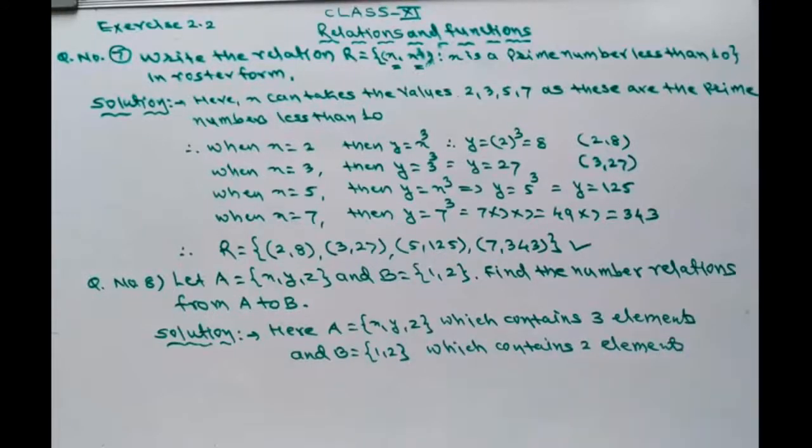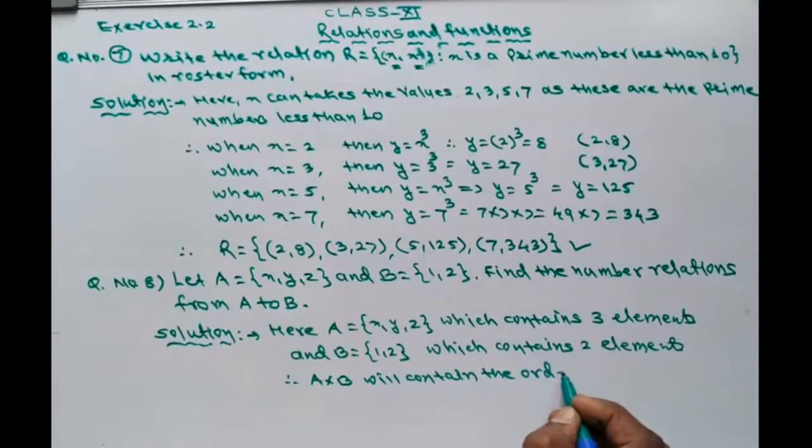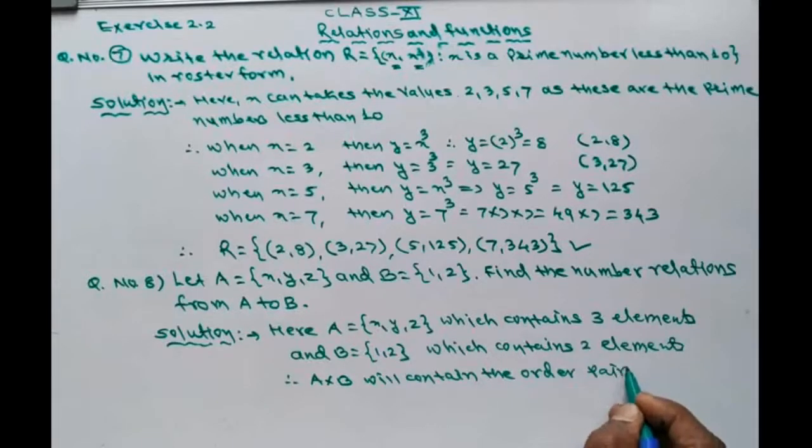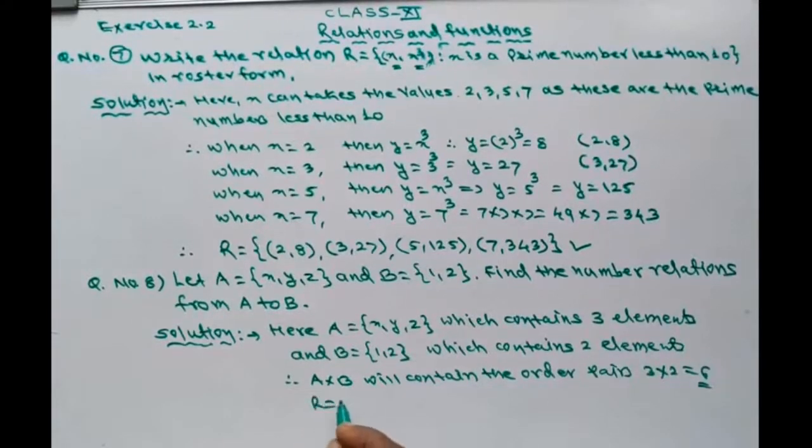Okay, therefore A cross B will contain the order pairs 3 into 2, that is 6. 3 into 2, that is 6 order pairs will be in this relation. Will contain 6 order pairs: x1, x2, y1, y2, z1, z2, like that. Okay, so these are the order pairs this R will contain.